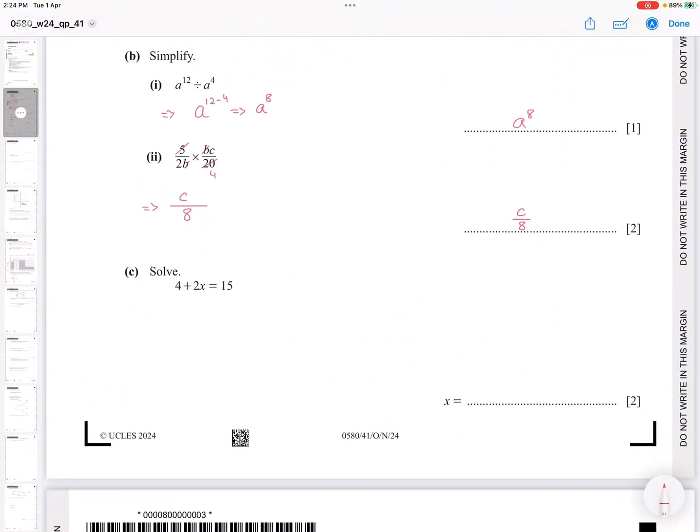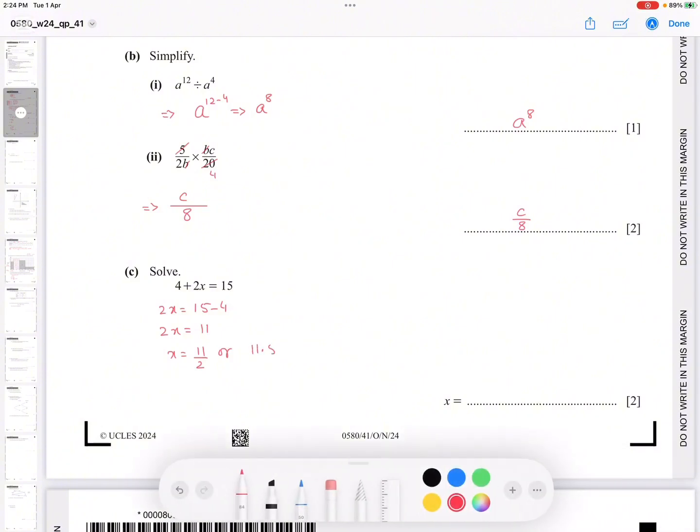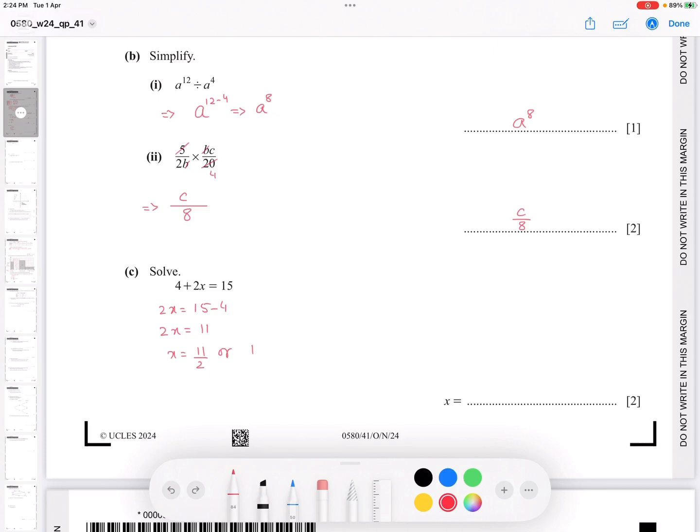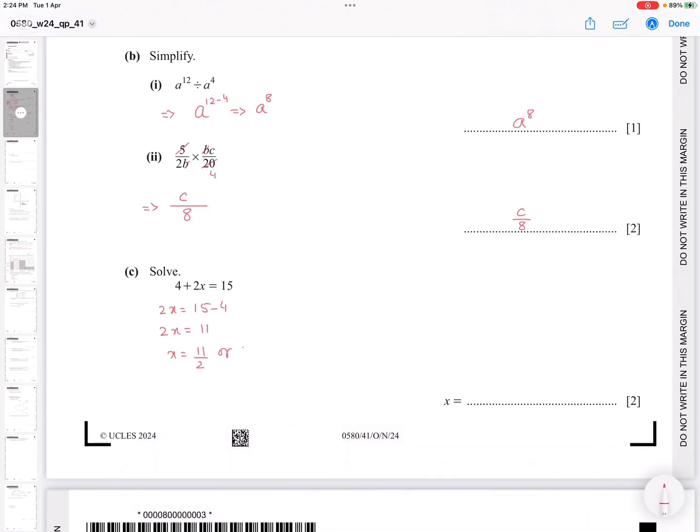Part C, solve 4 plus 2x is equal to 15. So 2x equals 15 minus 4. 2x equals 11 and x is equal to 11 by 2, or you can write 11.5. Sorry, this is 5.5. So your x is 5.5.